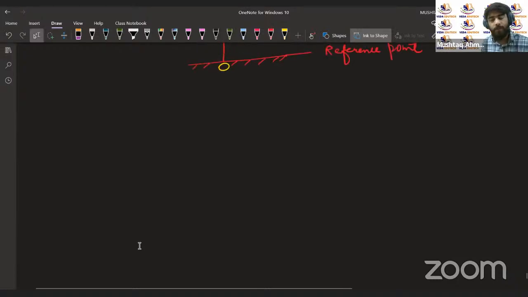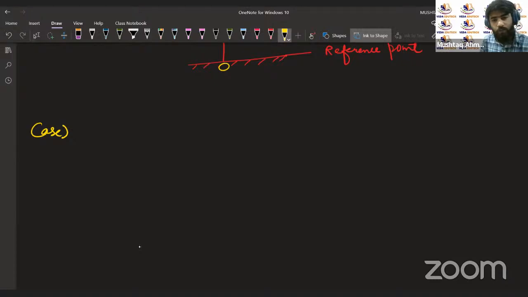Let's talk about case 3. Let's suppose that we have a tower here. This is the building or tower here.